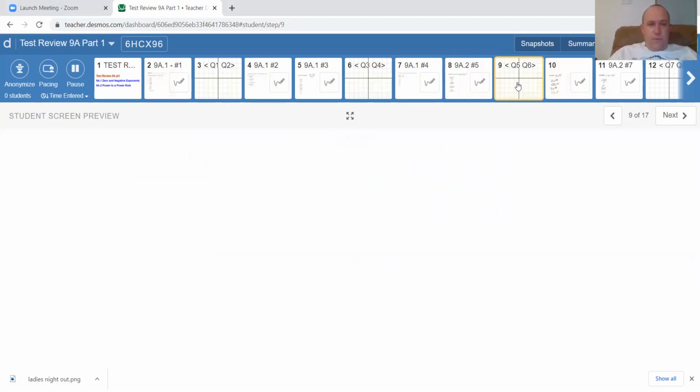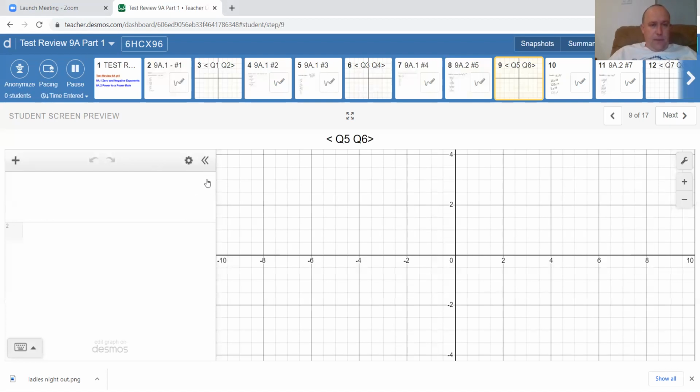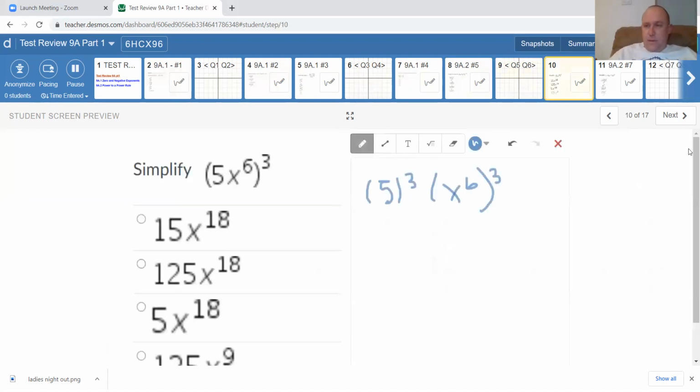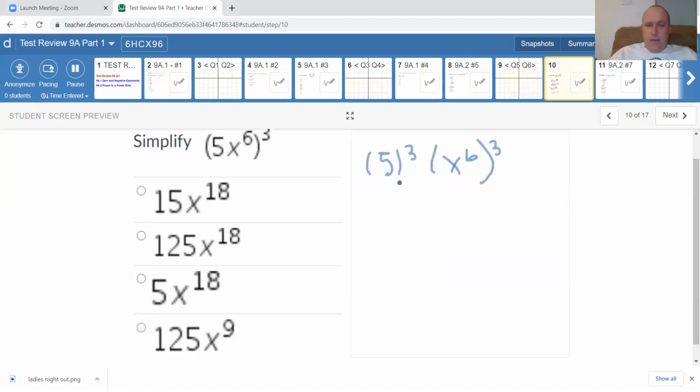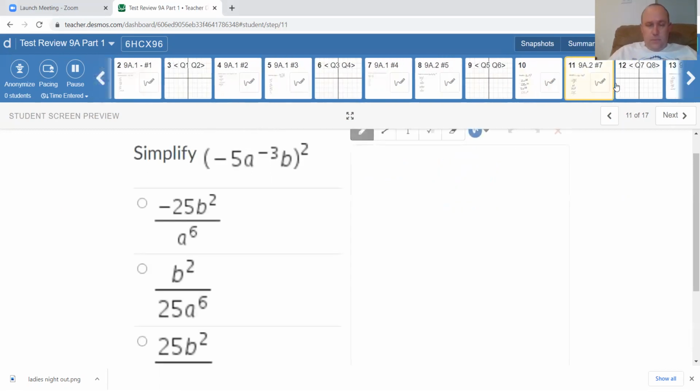So 5 cubed, we're just going to use our Desmos calculator for this one. 5 to the power of 3 is 125. And that also gets rid of 2 answers as well. For powers here, we multiply these together. So that would be 6 times 3. And 6 times 3 is 18. So on my answer, at least, this would be answer choice B. It might be different as you're doing the pretest.